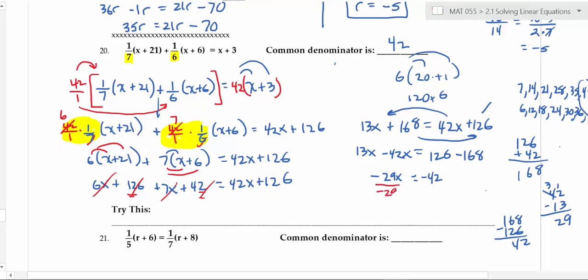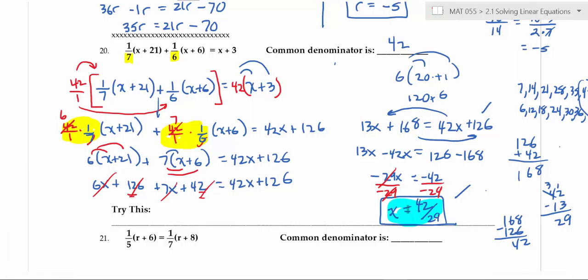Then divide both sides by negative 29. And you got the final answer is x equals, and see this is a positive, 42 over 29, which is a fraction that does not reduce, so that's the answer of the problem. Okay, so that would be how you do that.